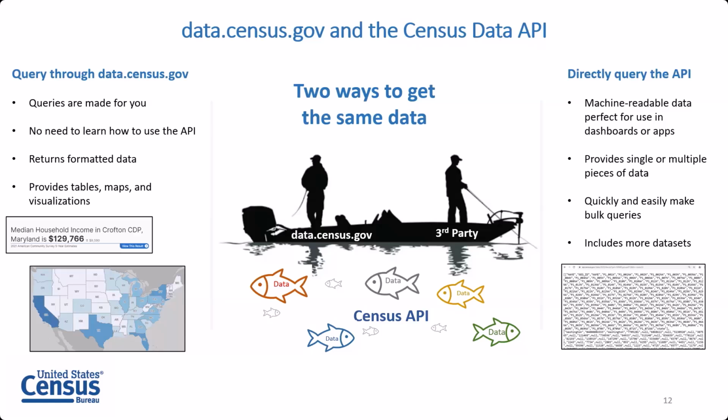What we also have here is a third-party user who's directly querying the API. This user is still getting the same data. They're just getting it in a purely statistical format. It's not coming in that same easy-to-read table, map, or featured result format that you might find on data.census.gov, but you're able to access it quickly and easily in many ways, in a more programmatic way than you could perhaps on data.census.gov. My main takeaway I wanted to show with this slide, though, is that regardless of whether you are accessing the data through data.census.gov or you're a third-party user accessing the data via the API, you are still getting the same data.